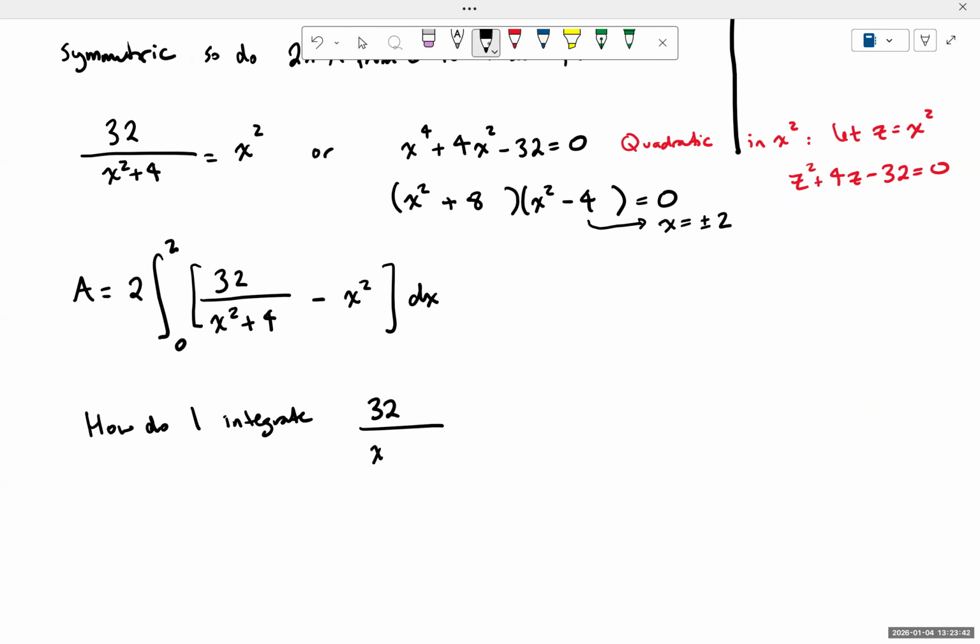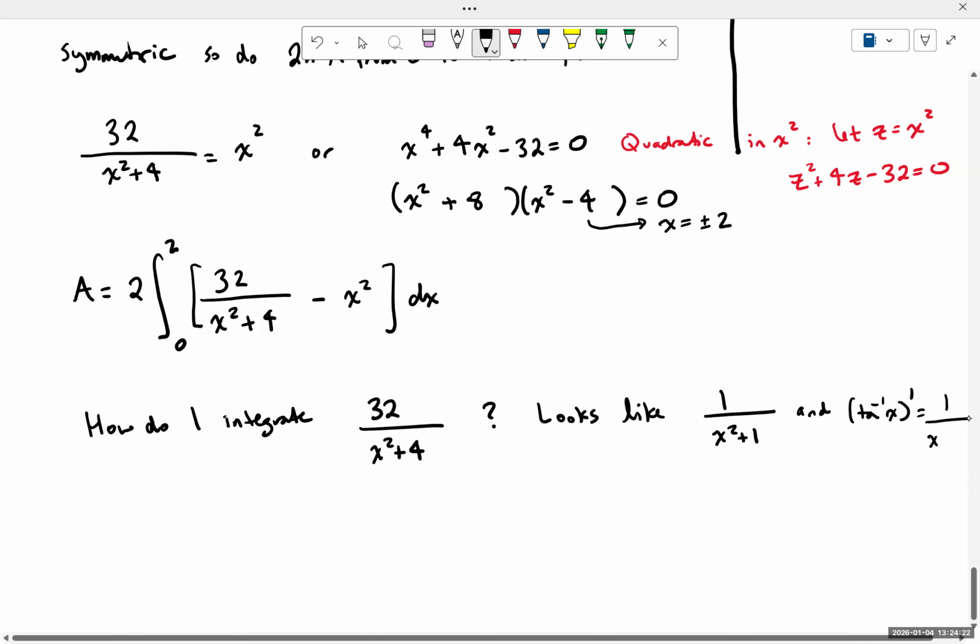32 over x squared plus 4? Okay, because that is not something that u substitution is going to work with. Well, I mean, in the end, yes, but the way it's written, it doesn't look great, right? So forget what I said. What we want to do is looks like 1 over x squared plus 1, right? Which we know integrates to inverse tan, right? And because we know that inverse tan, the derivative of that is 1 over x squared plus 1.